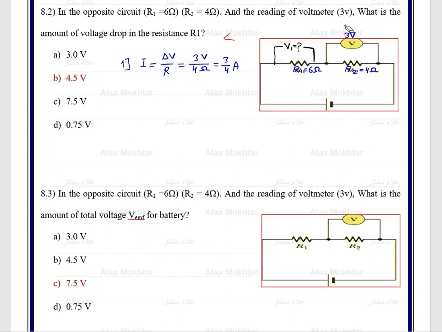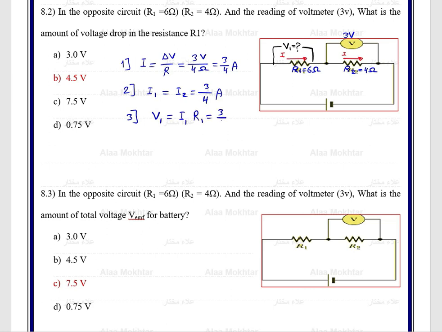But this is a series connection, so the current passing through R2 will pass also through R1. The same current passes through the two resistors. The second step, I1 equals I2 equals 3 over 4 amp. The third step, I can calculate V1 equals I1 times R1, which means 3 over 4 multiplied by 6. The answer will be 4.5 volts.